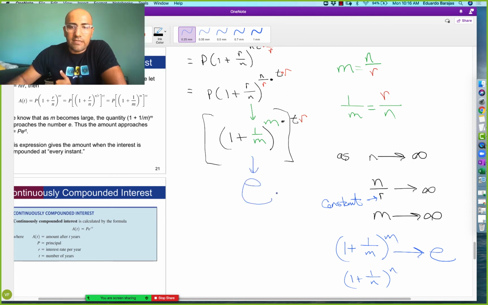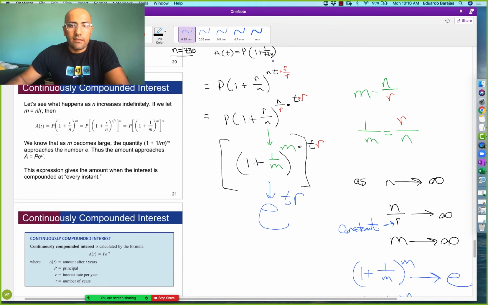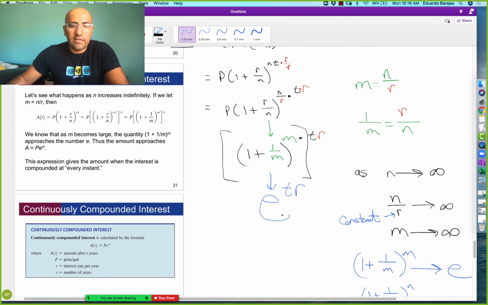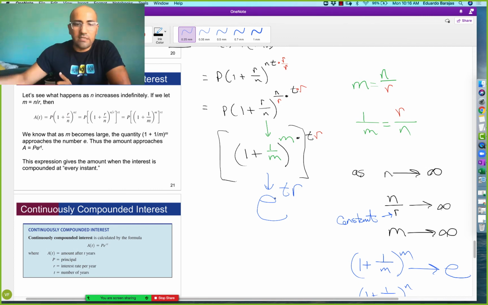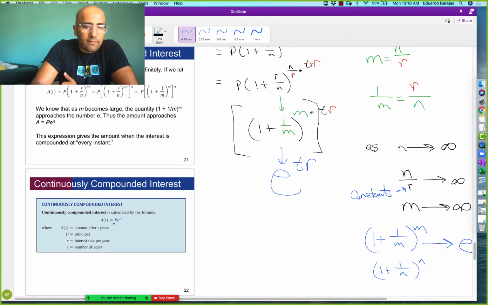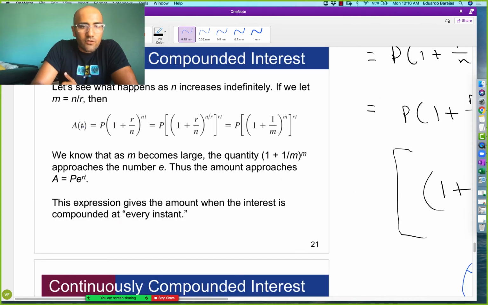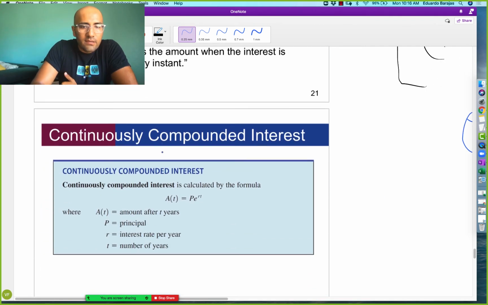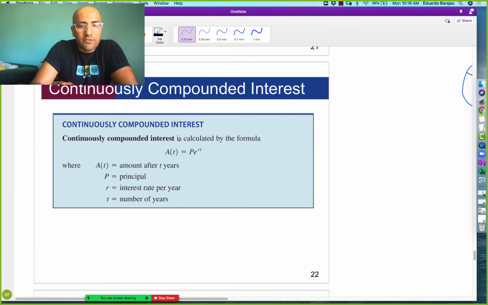This whole thing leads to e raised to the power of tr. Good. So as n goes to infinity, this formula approaches e to the rt, and that's where this comes from, right over here. So we do that little manipulation there, and we get that continuously compounded interest is given by this formula, P times e to the power of rt, right? r is the interest rate per year, t is the number of years, P is the principal.